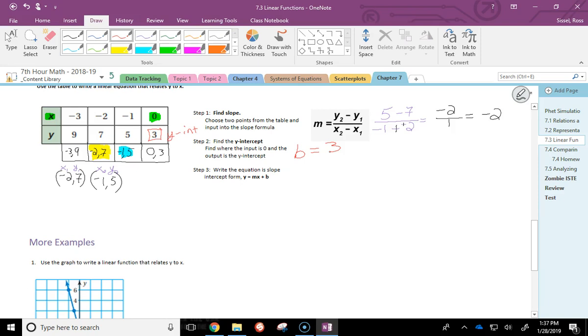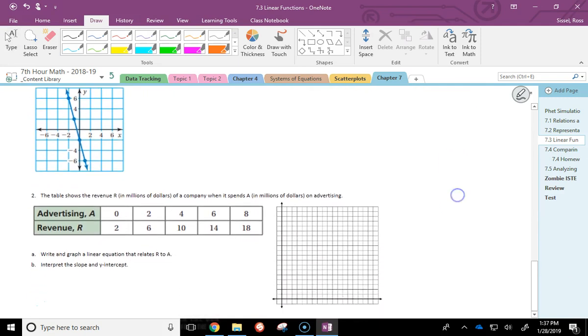What would be my equation? Not just mango. What would be my equation for this? Brayden, what are we gonna put? Y equals negative 2x plus, what was the y-intercept? 3. Our equation is now y equals negative 2x plus 3. That's it.